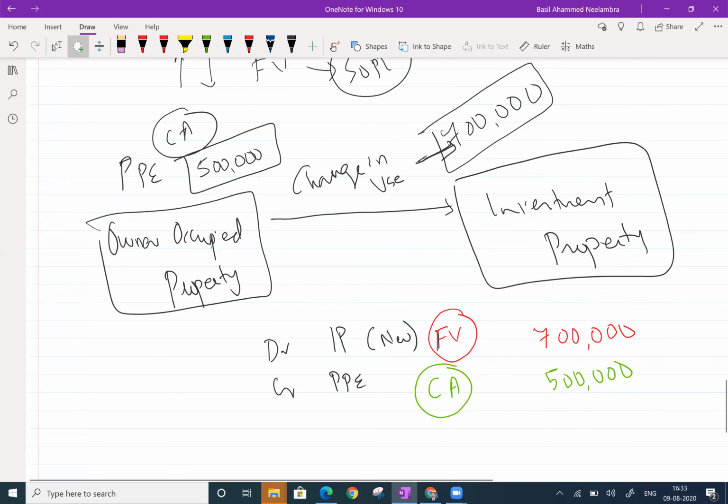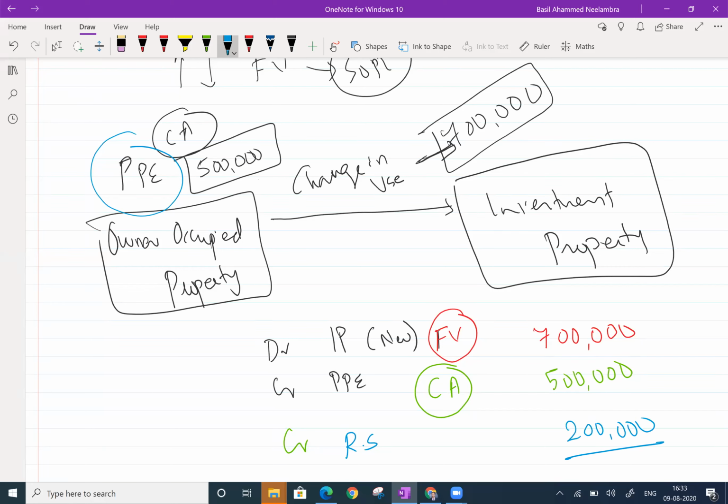Definitely there's a difference. What will you do with this difference? You have to check what was the nature of this asset before this change. The nature of the asset was, it was a PPE. So the PPE is accounting standard 16. So PPE value 500 is increased to 700,000. So it will go to revaluation surplus 200,000. And since this is valued at fair value, this won't be having any further depreciation.